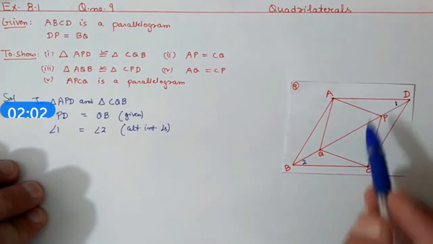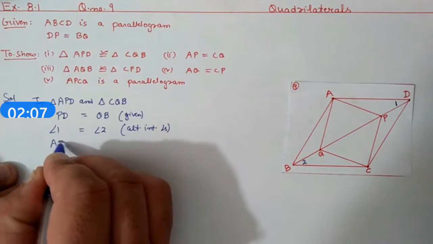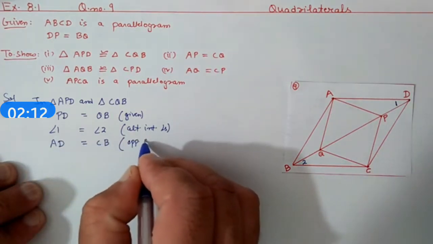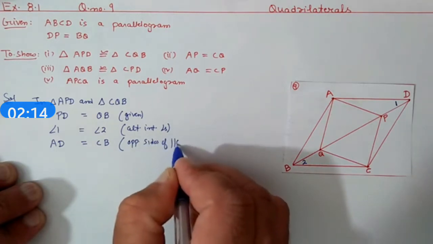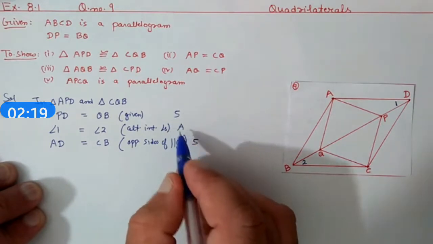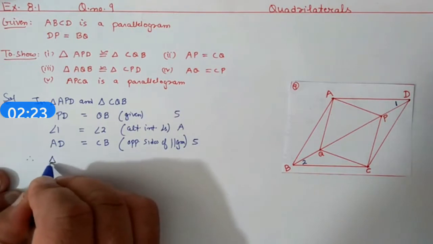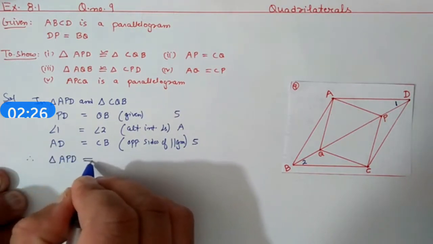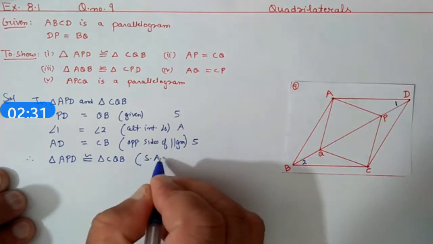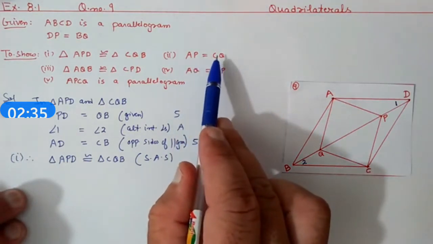We write the angle first because we are applying the SAS criteria. So we will mark the angle first and then AD equals BC, opposite sides of a parallelogram. You have to write the reason also. So students, by SAS, side angle side, both the triangles are congruent. So you will write triangle APD congruent to triangle CQB by SAS congruency criteria. So we have done the first part.